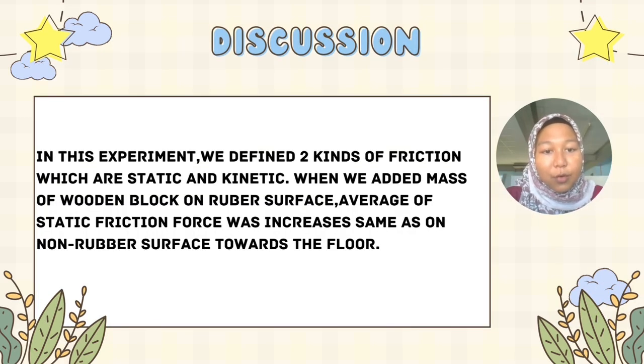Next, let's see the discussion. In this experiment, we define two kinds of friction, which are static and kinetic. When we added mass to the wooden block on the rubber surface, the average static friction force increased, the same as on the non-rubber surface towards the floor.